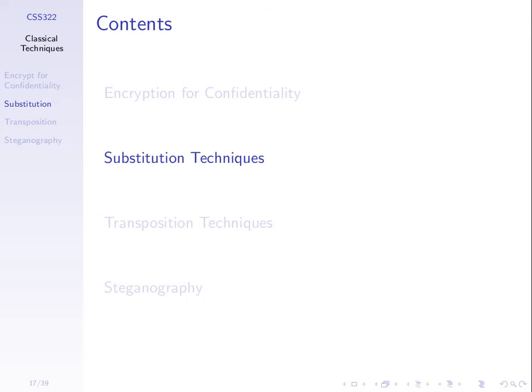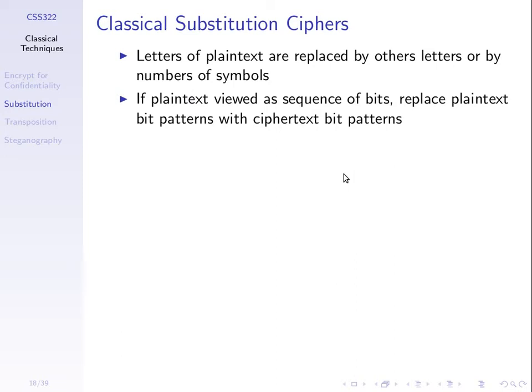First, we'll look at techniques which use substitution, replacing one element with some other element, and then we'll look at a couple of transposition techniques which rearrange the elements. That's steganography, something different. And we'll use some examples to show them.